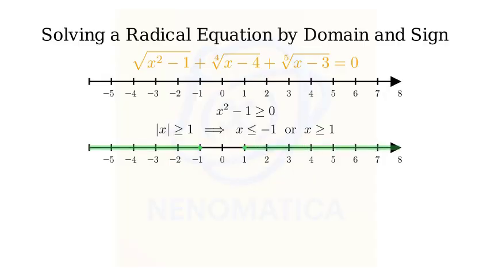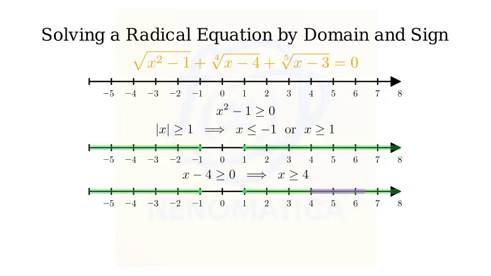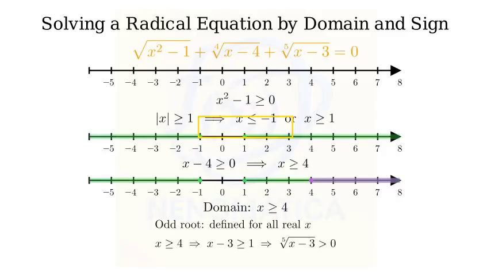Let's visualize this on a number line. Step 2. The fourth root of x minus 4 has an even index, so the radicand must be non-negative. That gives x minus 4 greater than or equal to 0, so x is at least 4. On the same number line, shade x greater than or equal to 4 in purple. The intersection of the two domain conditions is simply x greater than or equal to 4. Step 3. The fifth root has an odd index, so it is defined for all real numbers. Moreover, on our domain x at least 4, x minus 3 is at least 1, so the fifth root of x minus 3 is strictly positive.